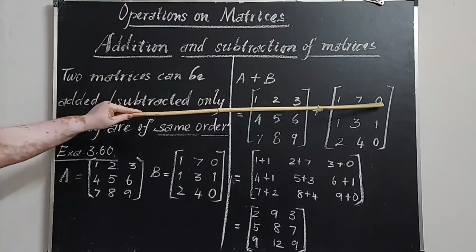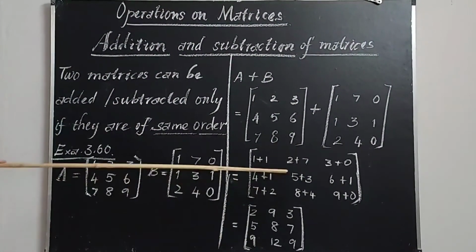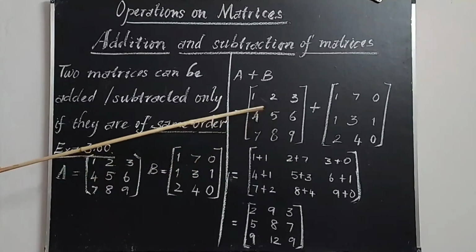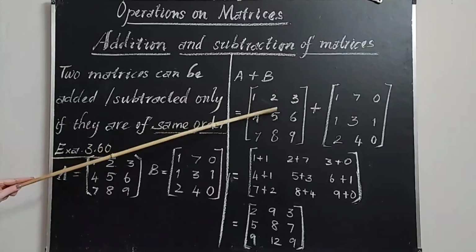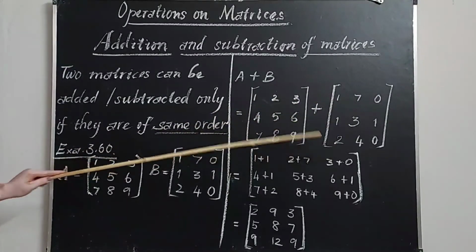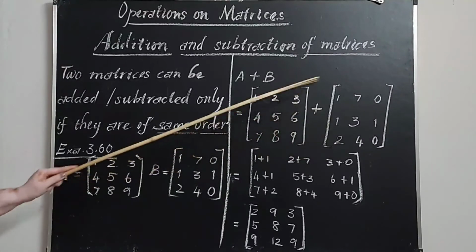And second row, third column of B is 0. 3 plus 0. Like that, in each row, you have to add the corresponding entries. 4 plus 1. Then 5 plus 3. 6 plus 1. Third row, 7 plus 2. 8 plus 4. 9 plus 0.